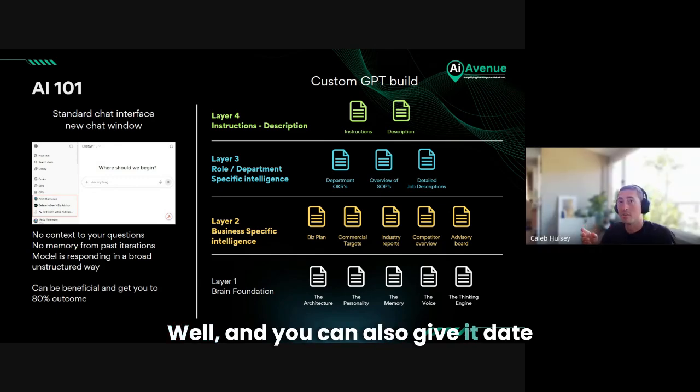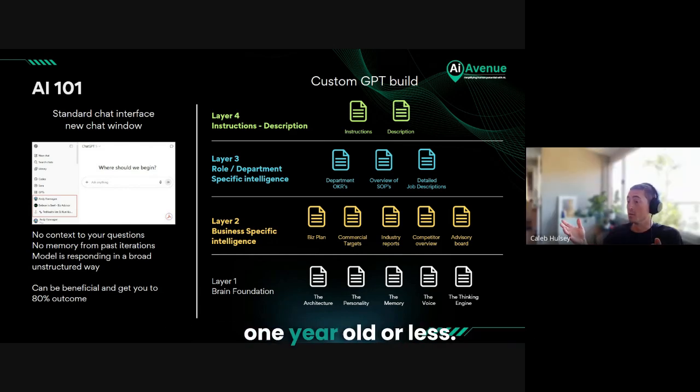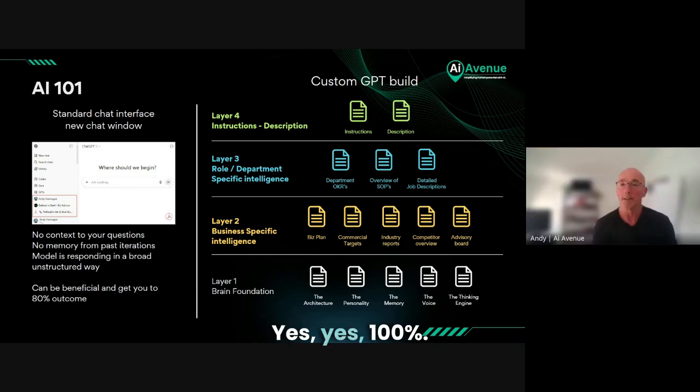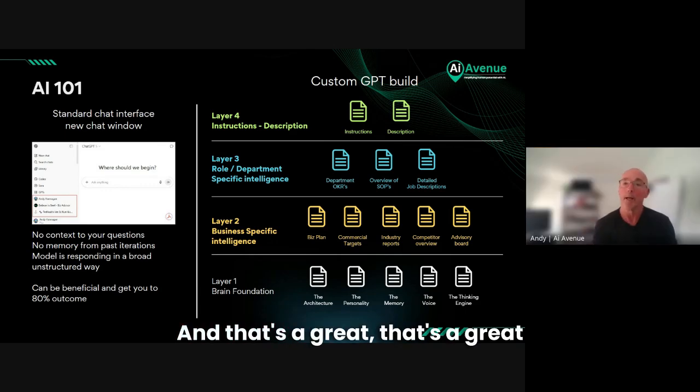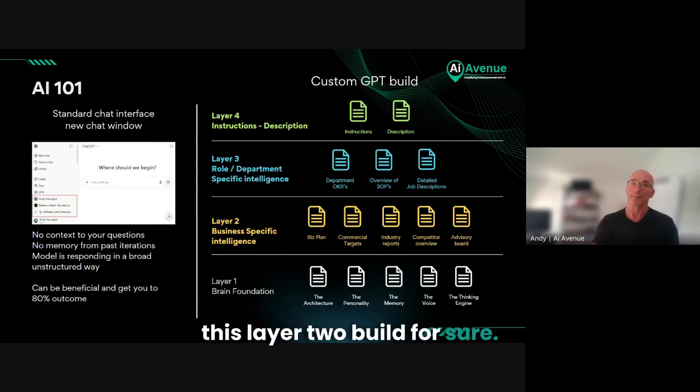Well, and you can also give it date ranges. Like, I want something that's no more than 2 years old, with a preference for things that are 1 year old or less. Yes, 100%. And that's a great tweak that you might add into this layer 2 build for sure.